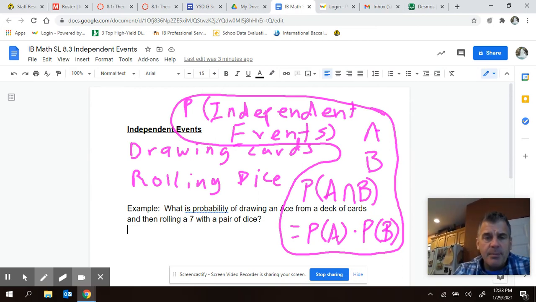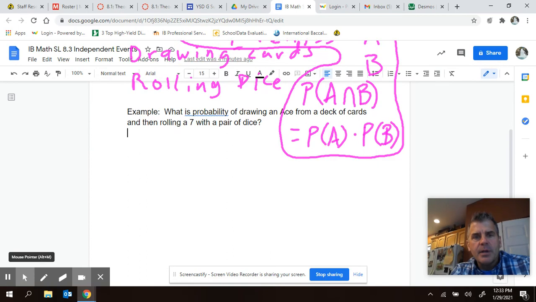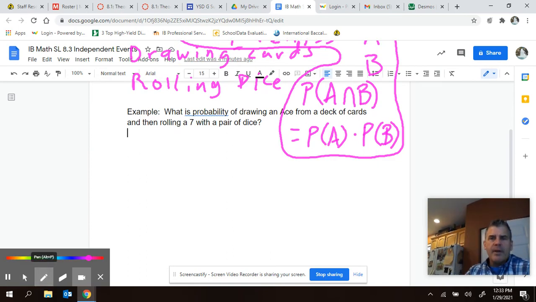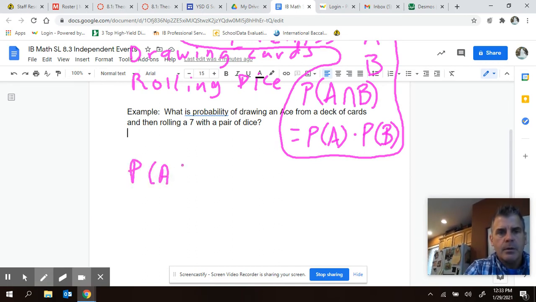So that allows us, in the example you see here, what is the probability of drawing an ace from the deck of cards and then rolling a 7 with a pair of dice? Well, you would find those probabilities individually and multiply them to get the overall. First, what's the probability of drawing an ace? How many aces are in the deck? There are 4 aces in a standard deck of 52, so that probability is 1/13.